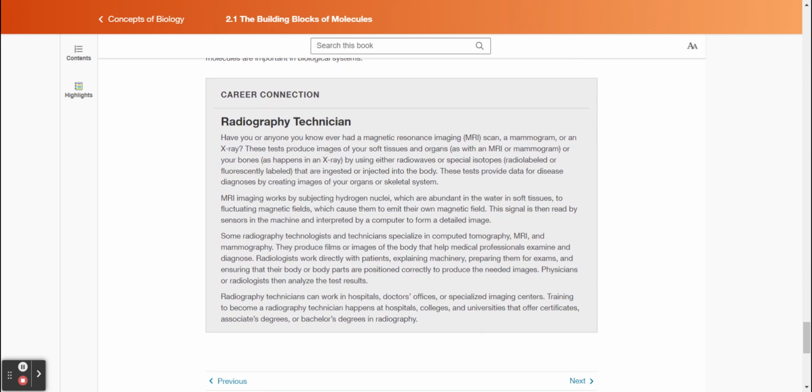Career connection, radiography technician. Have you or anyone you know ever had a magnetic resonance imaging scan or MRI, a mammogram, or an X ray? These tests produce images of your soft tissues and organs, as with an MRI or mammogram, or your bones, as happens in an X ray, by using either radio waves or special isotopes, radio labeled or fluorescently labeled, that are ingested or injected into the body. These tests provide data for disease diagnosis by creating images of your organs or skeletal system.